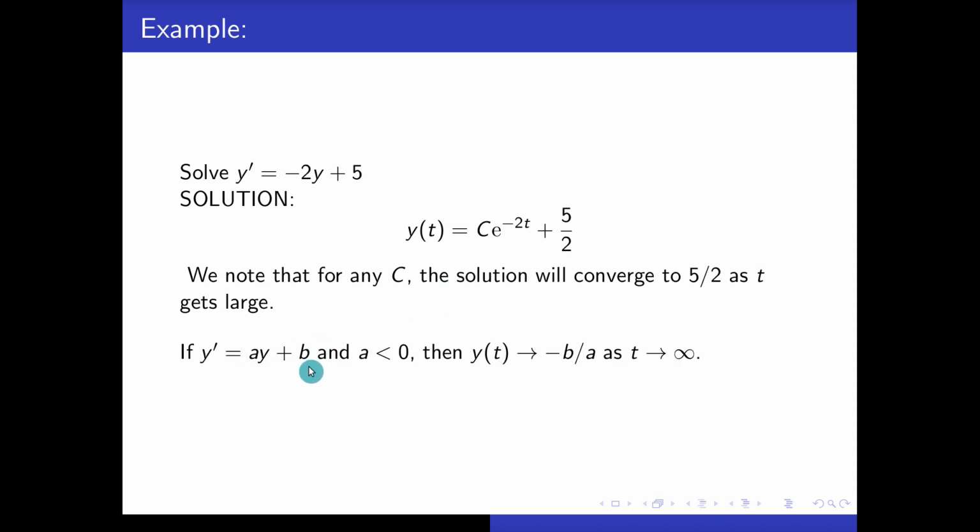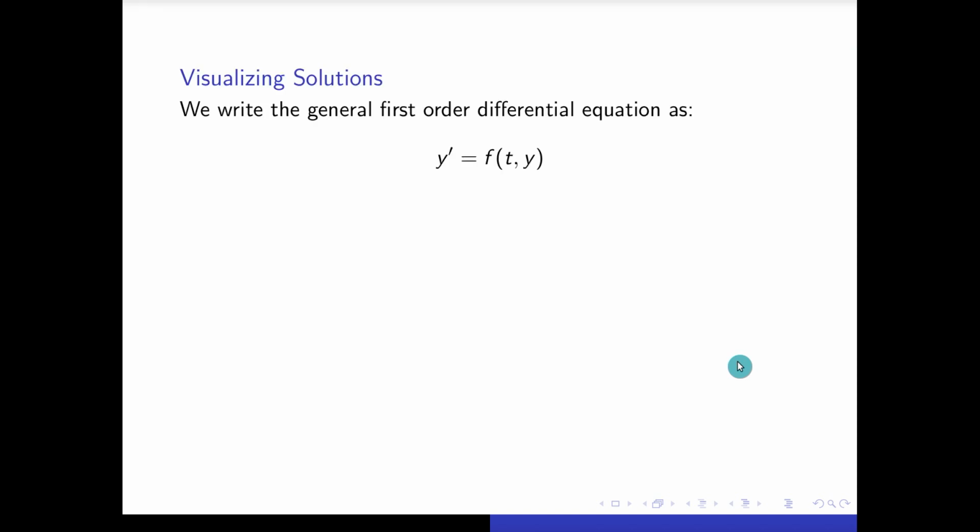If we look at this in general, if you have y prime equals ay plus b and a is negative, then you know that y of t is going to converge to minus b over a as t goes to infinity. Good, so that's just the general situation. All right, now we're going to look at visualizing a solution.